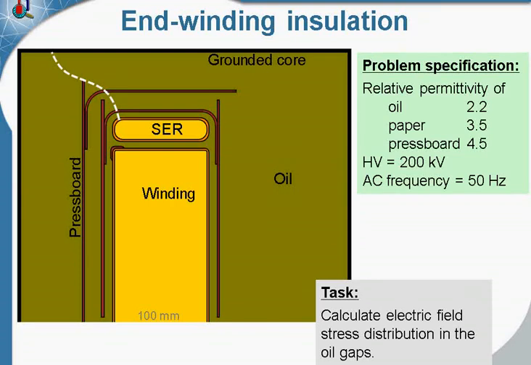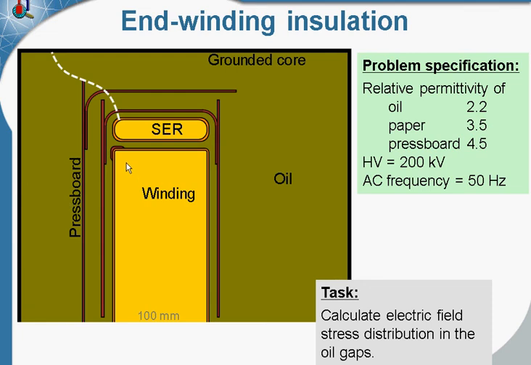Transformer and winding insulation. When you design a power transformer, you should also think about winding insulation. Here we will simulate electric field distribution in the insulation of the oil immersed transformer. The insulation material at the end winding is often subjected to higher stresses, so we will simulate only part of the winding. Insulation includes oil, press boards and oil paper.